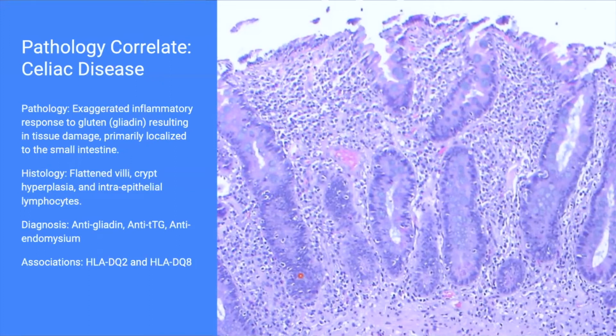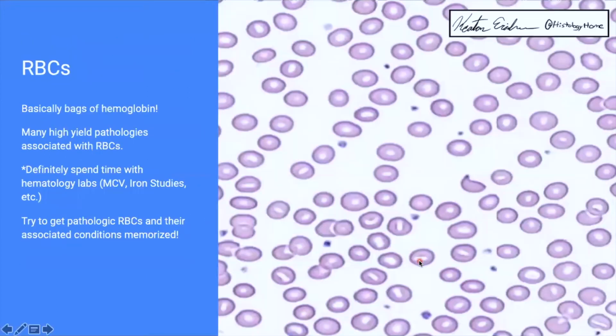Now, those are sort of the classic features of celiac disease, and what you need to know for Step 1 histology's sake. Of course, there's a lot more to know, like the associations with HLA types, the DQ2 and DQ8, as well as the confirmatory diagnosis by measuring IgG or IgA anti-gliadin, anti-TTG, and anti-endomysium antibodies. But as far as histology is concerned, the classic features of celiac disease are blunting of the villi, crypt hyperplasia, and intraepithelial lymphocytes.